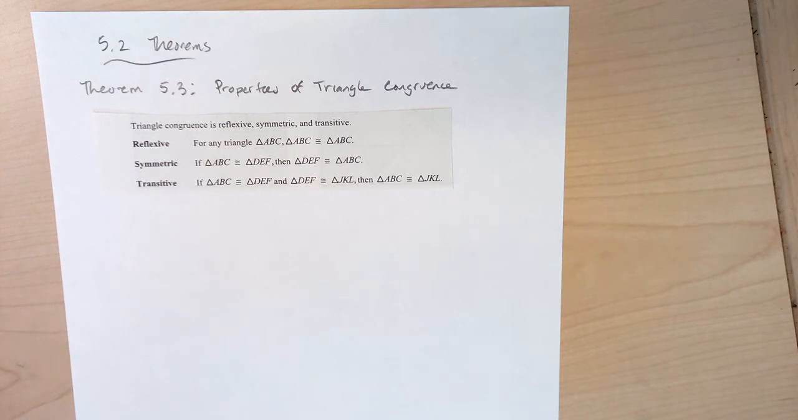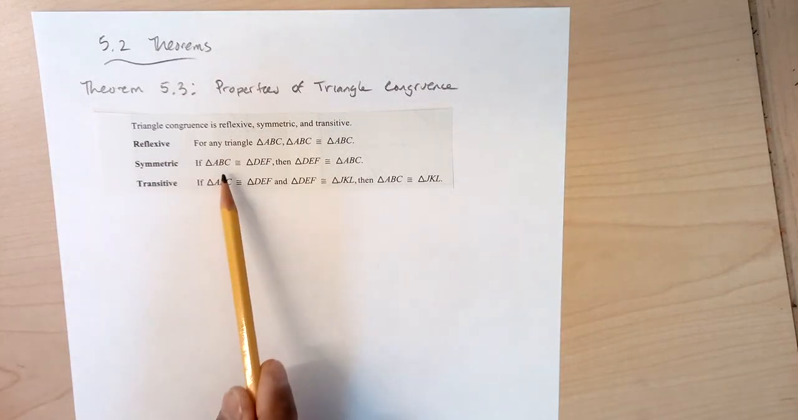When we were going over the reflexive property of equality, something like x is equal to itself, a number 5 is equal to itself. Kind of the same with triangle congruence. Any triangle ABC is congruent with itself. Okay, for the symmetric property of triangle congruence, if one triangle is congruent to a second triangle, that second triangle is congruent to the first triangle. That's what this statement says.